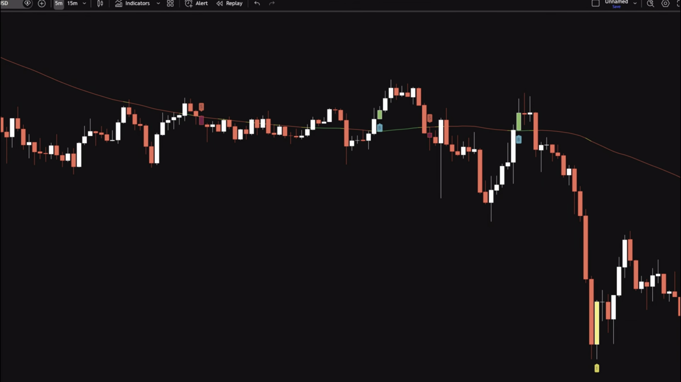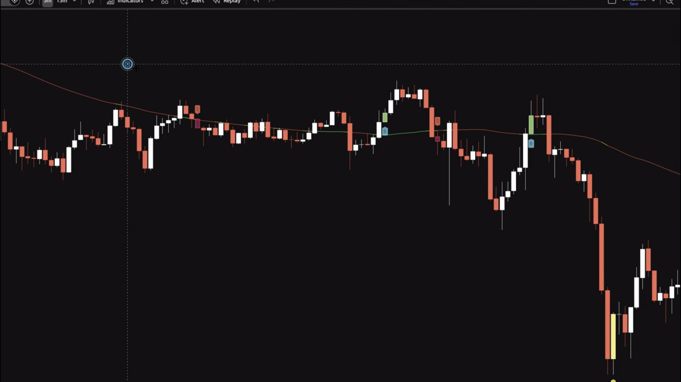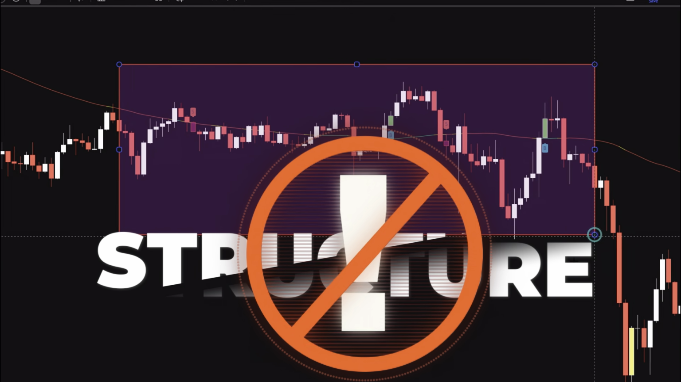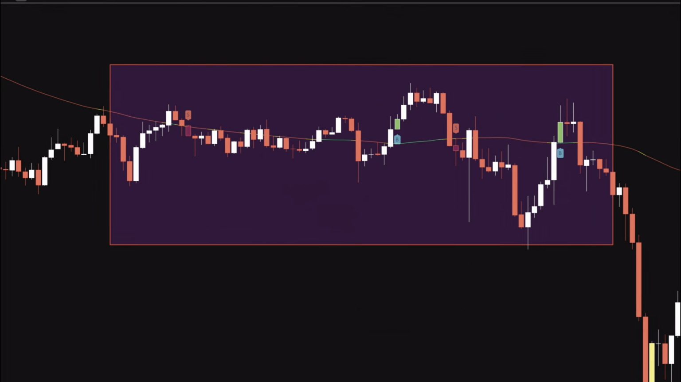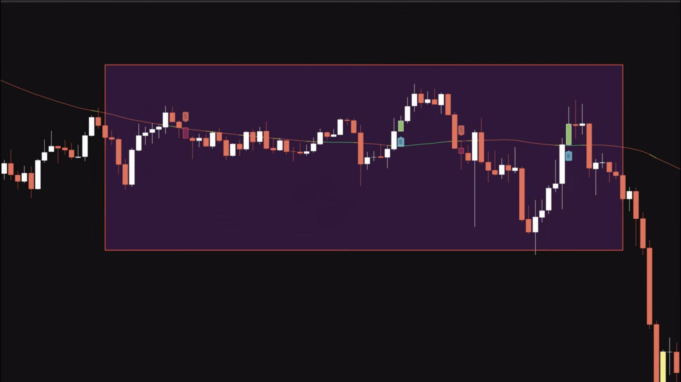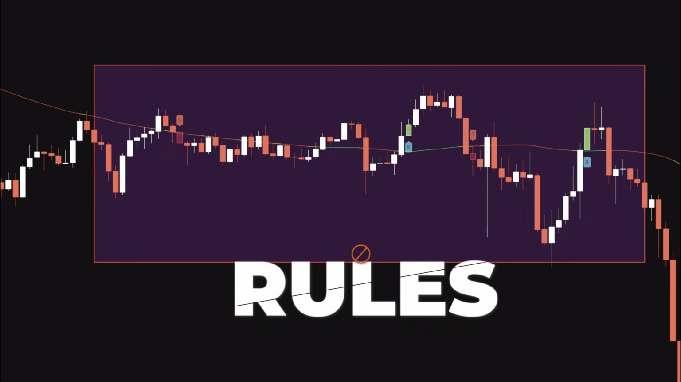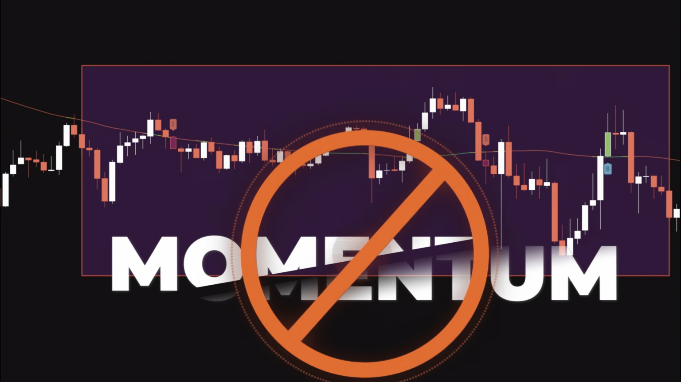Look at this ranging market on XAUUSD 5 minutes. The indicator is firing buy and sell signals every few candles. No structure, no filter, just noise. This is what costs retail traders their accounts. They see a signal, they click, they lose. Then they see another signal, they click again, they lose again. No rules, no trend awareness, no momentum check, just blind execution.